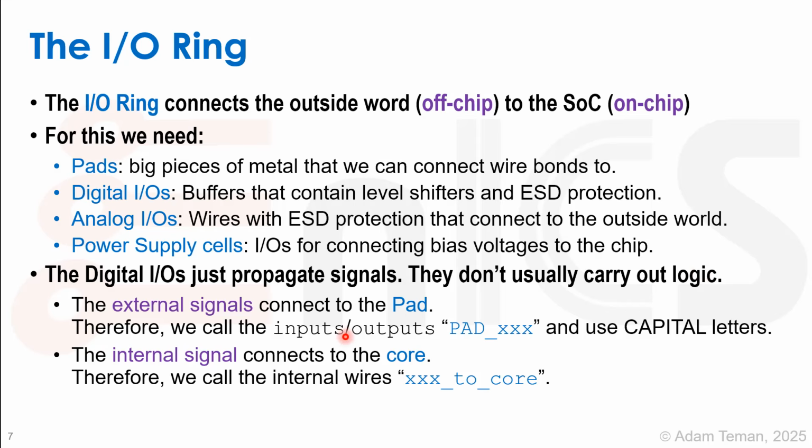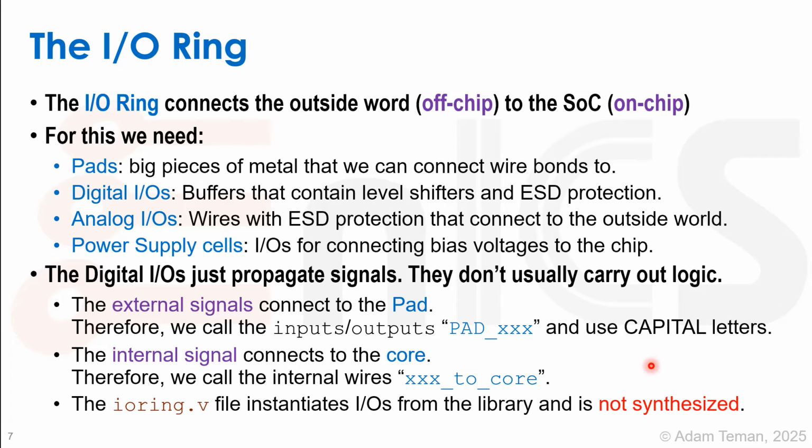Therefore, for the inputs and outputs, and this is methodology, we call it PAD with a large PAD here, and then the name of whatever our input is. We use capital letters for that to show that these are our primary inputs and outputs to our chip. The internal signals that go from the actual IO into the chip itself, connecting to the core, we call them, whatever the name of the signal is, to core, and here we use lowercase letters. We have a file called ioring.v, and it instantiates IOs from the library. This is not synthesized, so it's basically a structural model. We put instantiations of the exact IOs that we want to use from the library. This is something that we select.